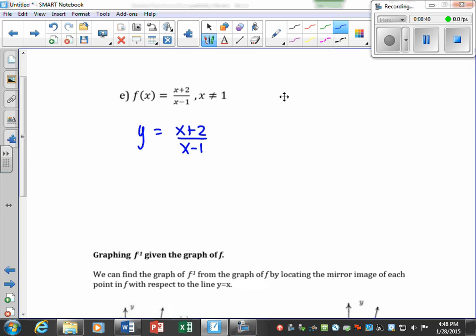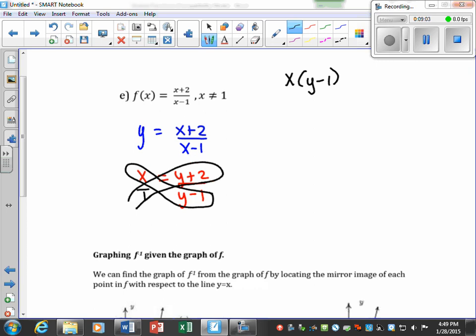So now we're ready to go ahead and interchange the x and the y. So x equals y plus 2 over y minus 1. Everywhere there's an x, we're going to replace it with a y and vice versa. To solve this, it's probably easiest to cross multiply. So this would give me x times y minus 1, and over here we would get 1 times y plus 2. So we're distributing here, xy minus x is equal to y plus 2.